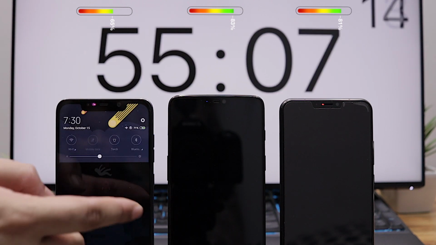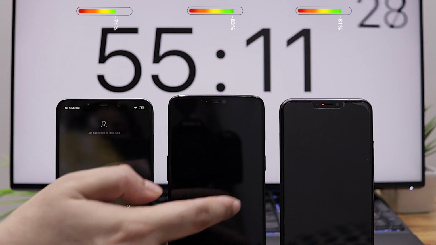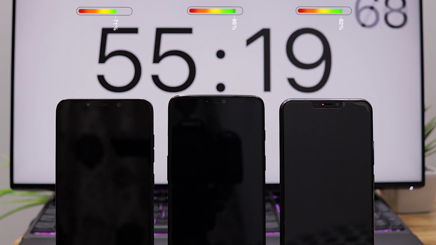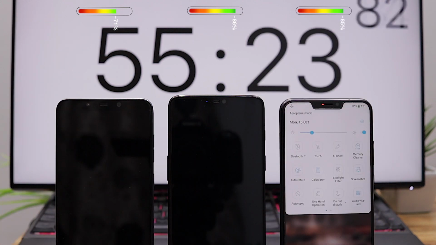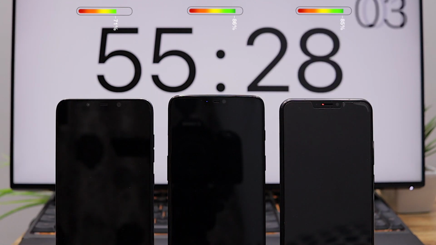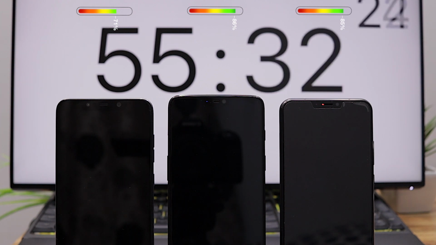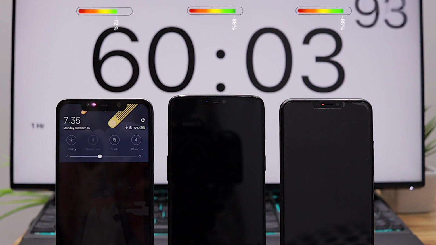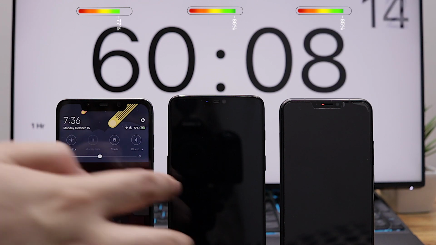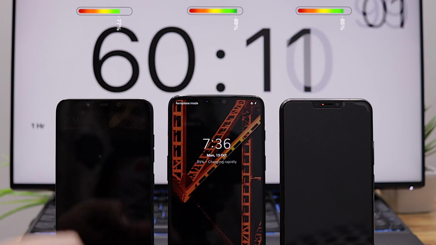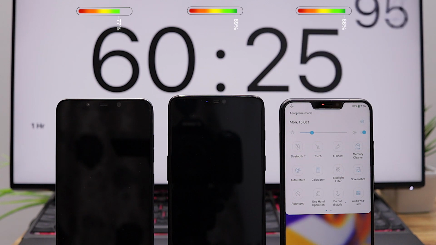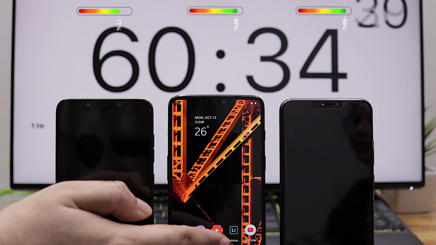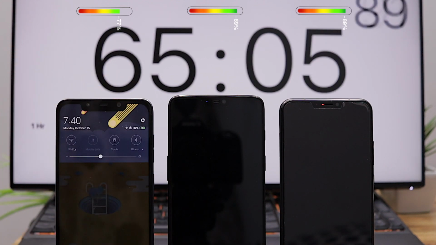After 55 minutes, Poco F1 is 71% charged, OnePlus 6 is 80% charged and 5Z is 85% charged. Zenfone 5Z is closing in. OnePlus 6 leads by only 1% now. After 60 minutes, Poco F1 is 77% charged, OnePlus 6 is 89% charged and 5Z is also 89% charged. OnePlus 6 does tend to slow down after 80%, so let's see who wins.